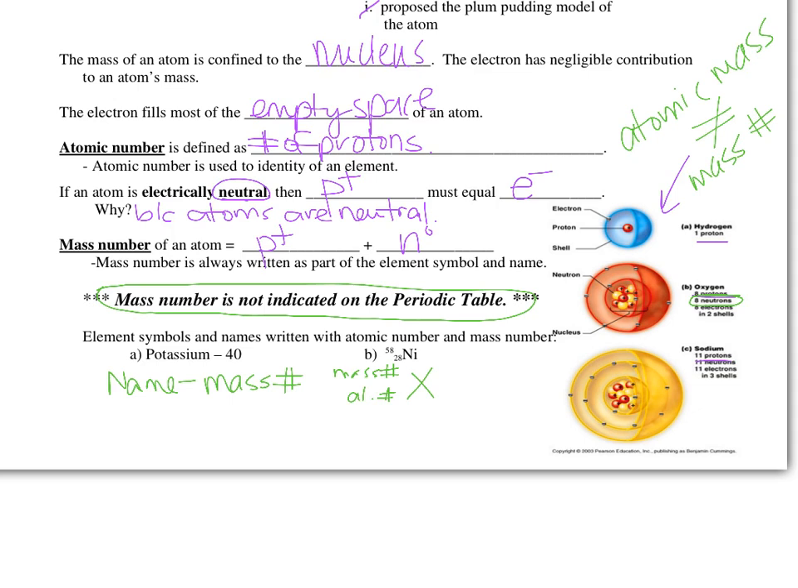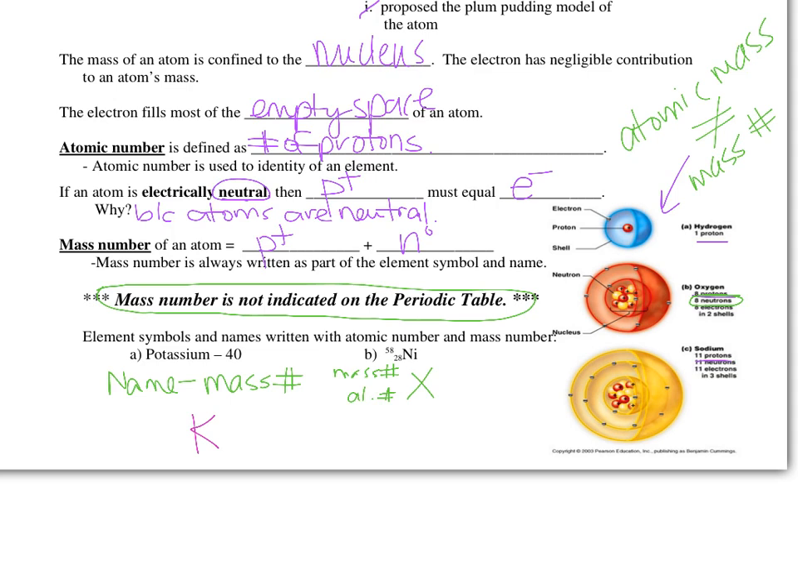So in this example, it's giving me the element name, potassium-40, and it wants me to write the symbol. So you would look on your periodic table, and the symbol for potassium is a K. So we write our K, and then when we write the symbol itself, we have to put the mass number and the atomic number on the left. Mass number will always go on top. Atomic number will always go on bottom. So we're going to look up the atomic number for potassium, and I looked that up, and it's 19. Oops, I wrote that in the wrong spot, so make sure you don't do the same.